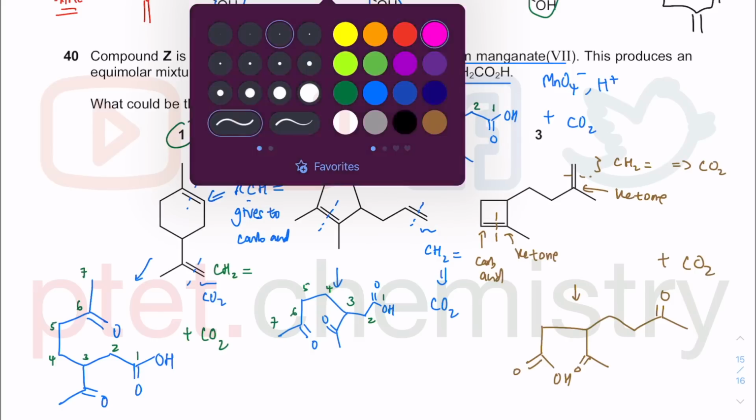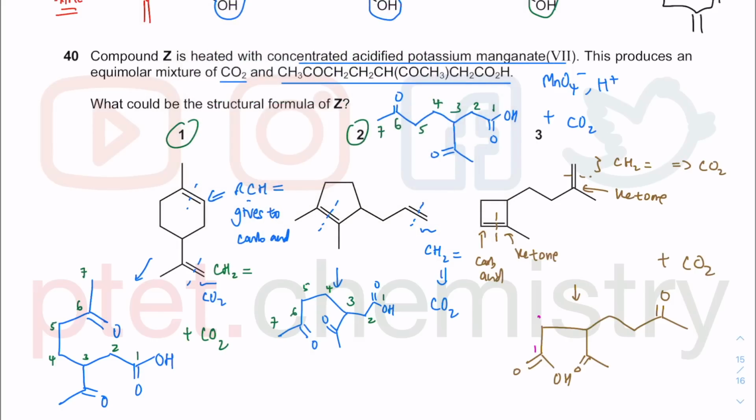I'm also going to number my carboxylic acid as number 1, 2, 3, 4, 5, 6, 7. Looks weird, but again, I have my carboxylic acid carbon 1, carbon 3 COCH3, carbon 6 has a carbonyl, and then I have a CO2. So it looks like number 3 could also give me the exact same product as stated in the question. So 1, 2, and 3 are correct. That's option A there. Okay.